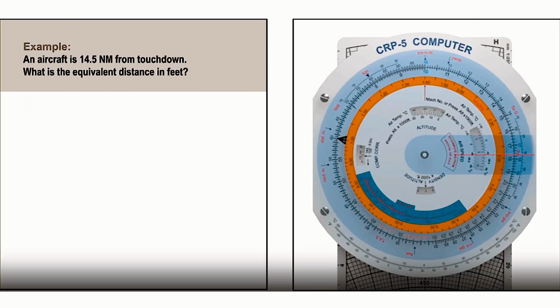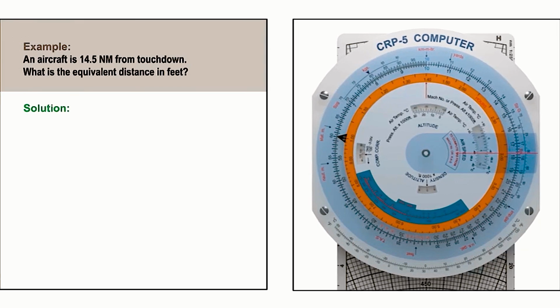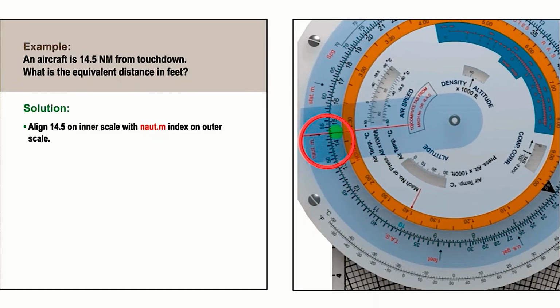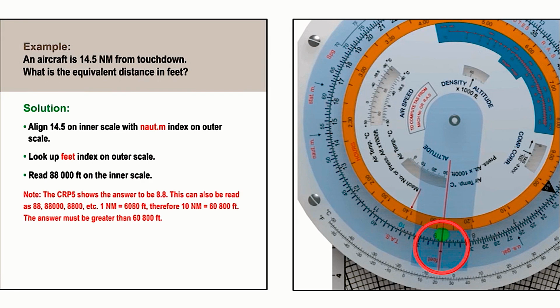In this example, we need to convert 14.5 nautical miles to feet. We align 14.5 on the inner scale with the nautical mile index on the outer scale, and then against the feet index mark on the outer scale, we read off 88,000 feet on the inner scale. The CRP-5 shows 8.8 as the answer, and a quick mental calculation is needed to determine the magnitude of the answer. We know that a nautical mile is 6,080 feet, so a distance greater than 60,800 feet. Hence the answer must be 88,000 feet.